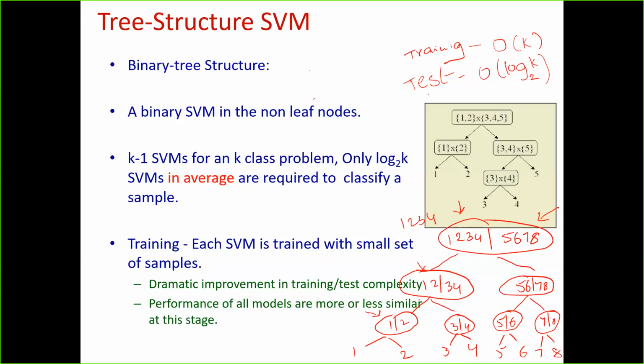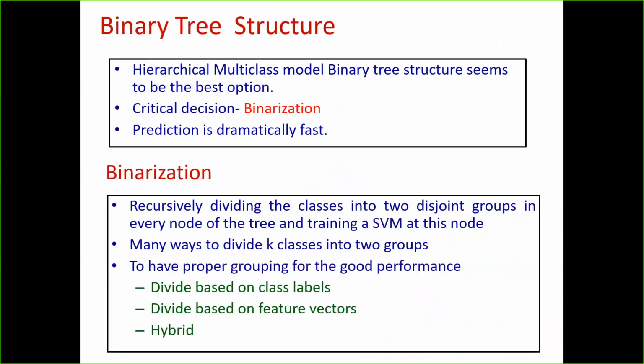Okay. So this process, we call it binarization. Binarization is what? Recursively dividing these classes into two disjoint groups, right? So this is binarization. And binarization is done based on the similarity between the classes. So making them two disjoint groups such that all the points belonging to one group are similar to one another, and points from the two different classes are dissimilar to one another. So you can apply clustering techniques also here to make them into two disjoint groups.